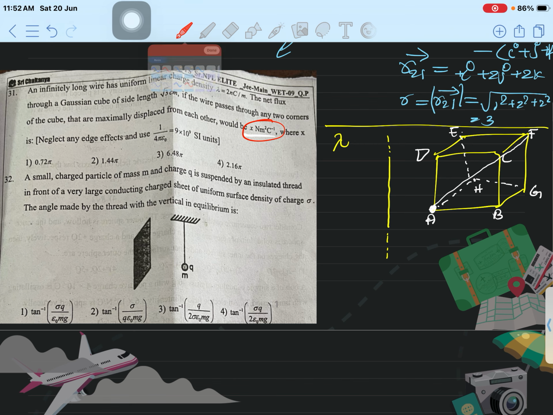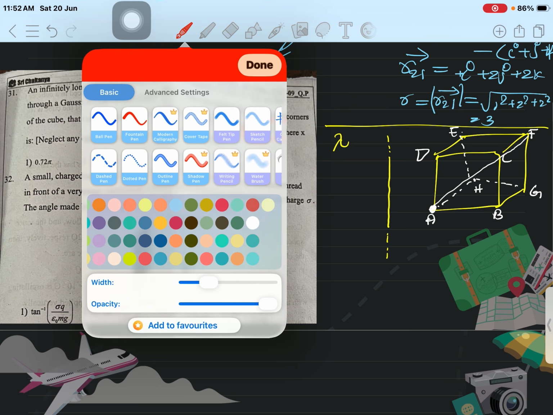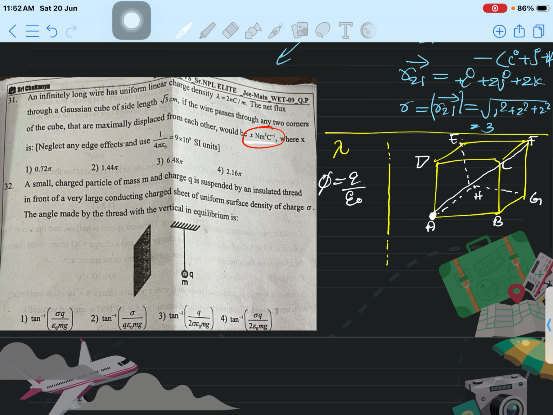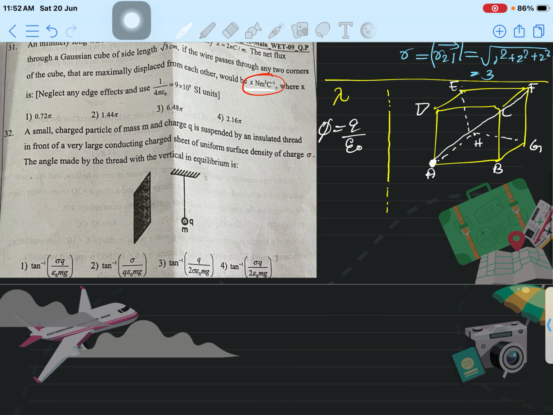So how do we proceed? Simple. We have to take the flux formula. Flux is equal to q by epsilon naught, but we don't know how much q is trapped inside this cube. In this flux formula, q is the charge enclosed in the Gaussian surface, which is closed. So how do we get q? Q is equal to linear charge density into length of the diagonal.